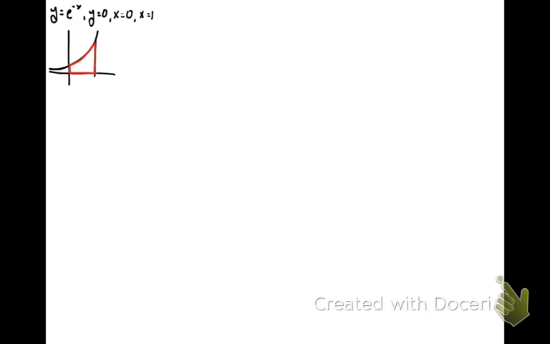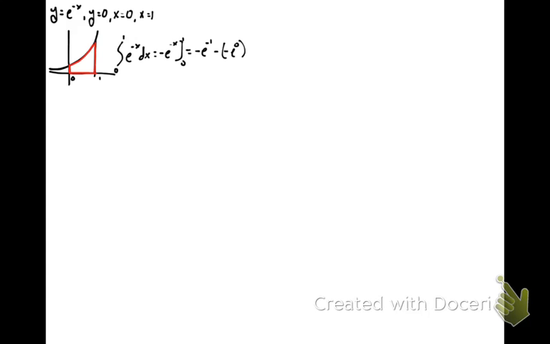Well, area under a curve involves an integral, and our integral is going from 0 to 1. So we're looking at the integral from 0 to 1 of e to the negative x dx. When we integrate this, we end up with negative e to the negative x from 0 to 1. And if we substitute in 1, this ends up being negative e to the negative 1 minus, let's substitute in 0, negative e to the 0.